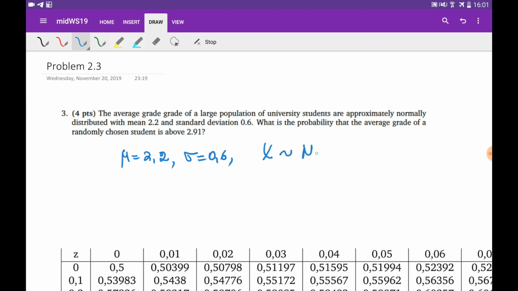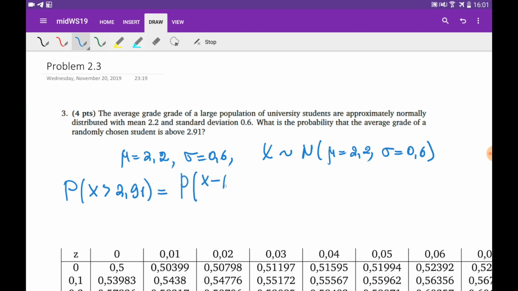And this random value follows the normal distribution with the mean 2.2 and the standard deviation 0.6. What we need to do is find the probability that this x is more than 2.91. So in order to find this probability, we are going to subtract the mu from the x and divide this by sigma. So this should be more or equal than 2.91 minus the mu divided by sigma. In our case, the mu is 2.2 divided by sigma.